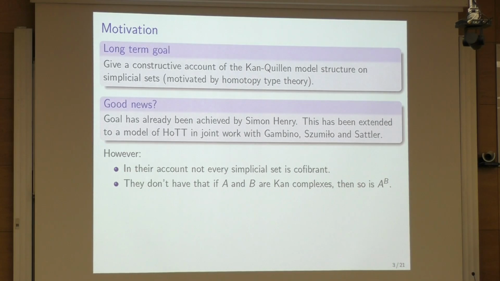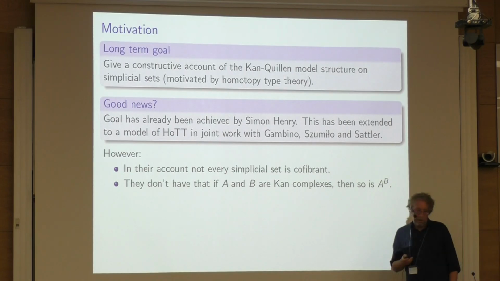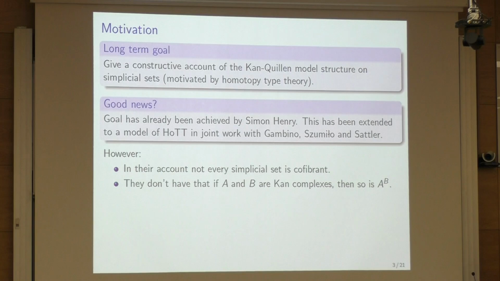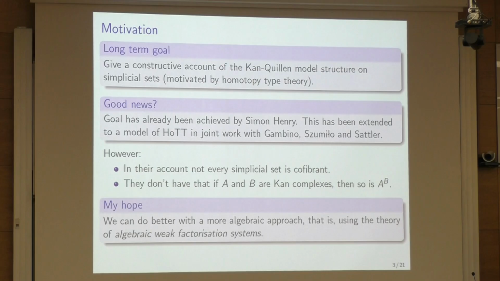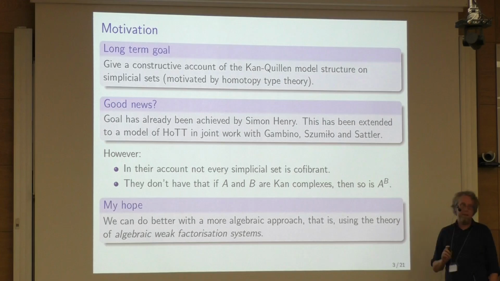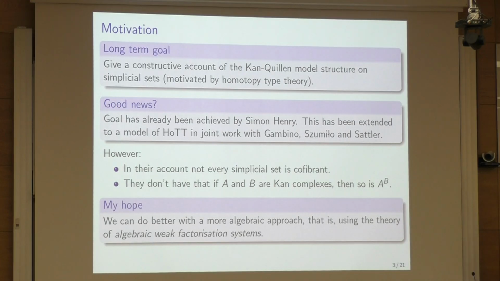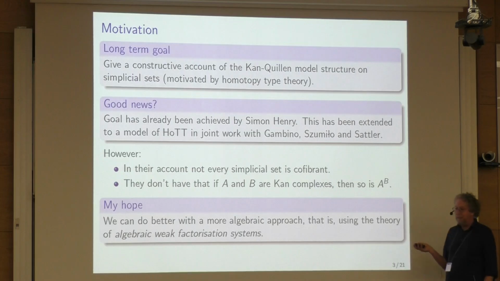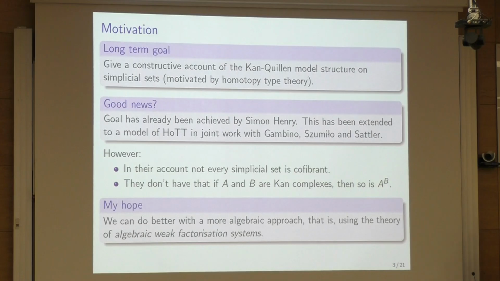And also they don't have the result that if A and B are Kan complexes, then A to the power B is also a Kan complex. In fact, there's a result saying that this is not provable constructively. So basically what I'm hoping to get is an account of this model structure in which every simplicial set will turn out to be cofibrant, and in some sense we can still have the fact that a suitable notion of Kan complex will be closed under exponentials. My main tool for this is the notion of algebraic weak factorization systems.